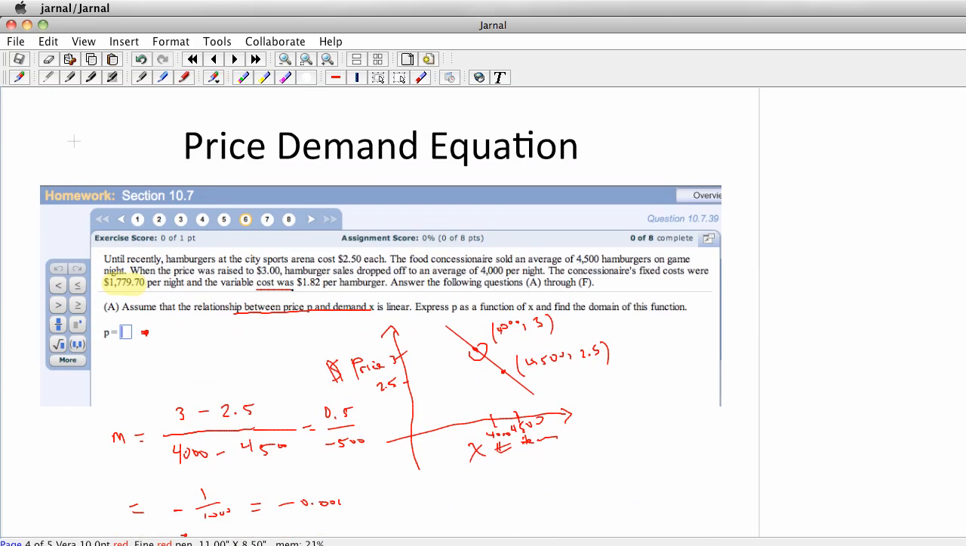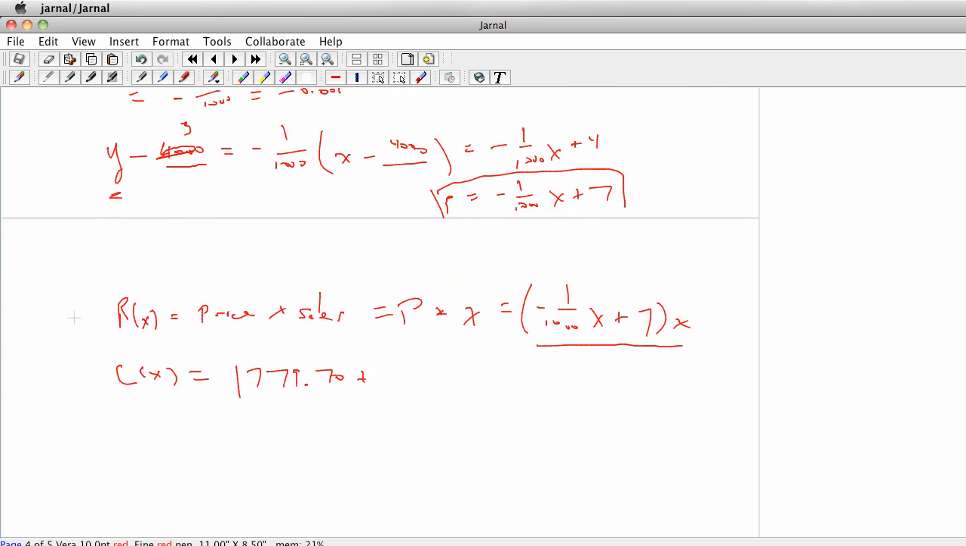The variable cost is $1.82 per hamburger. So remember, x is the number of hamburgers. So that means that I have a cost of $1.82 times x. So this is my cost function, my fixed cost and then my variable cost. The variable cost means how much it costs from actually stocking and making the hamburgers.